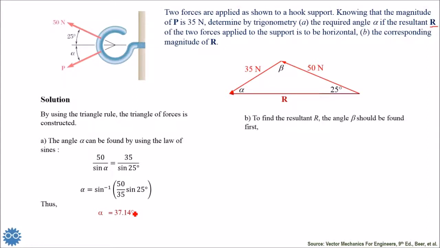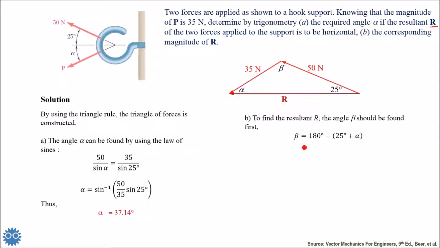Section B is to find the resultant R. The angle beta should be found first. Here we suppose that the angle which faces the vector R is given as beta. So here it's very simple because we know alpha now.